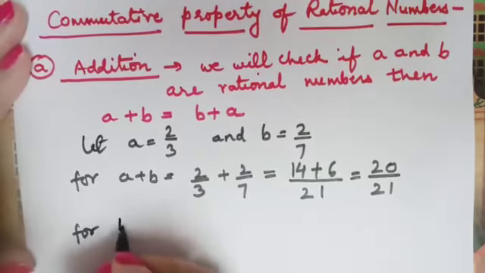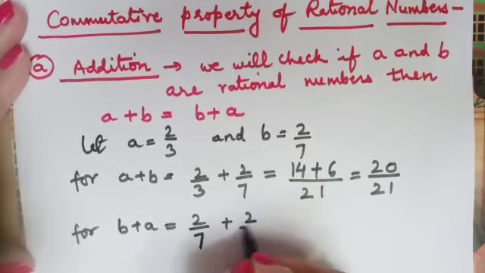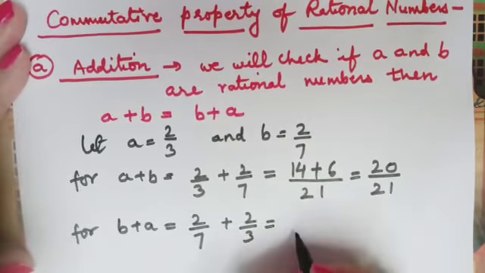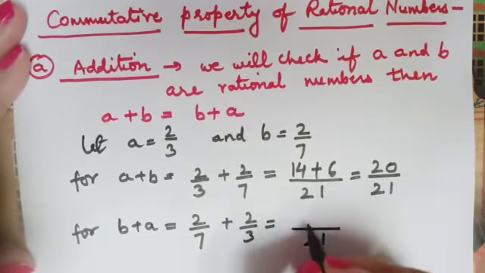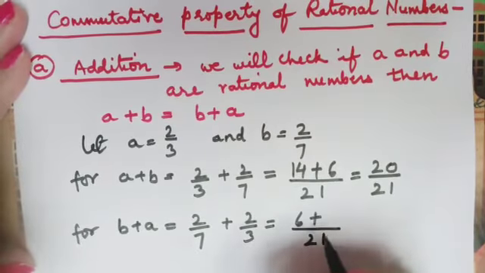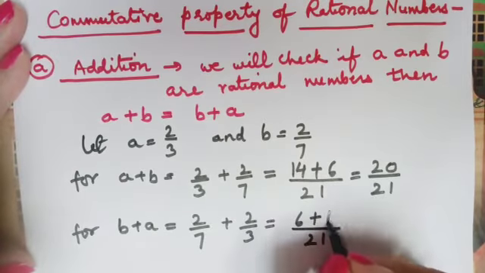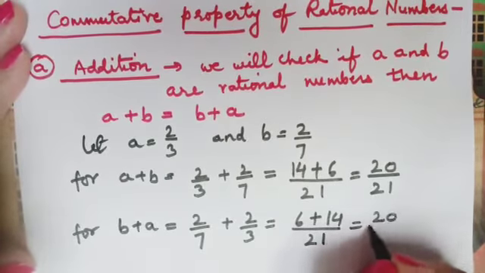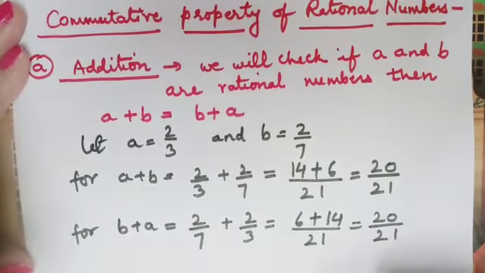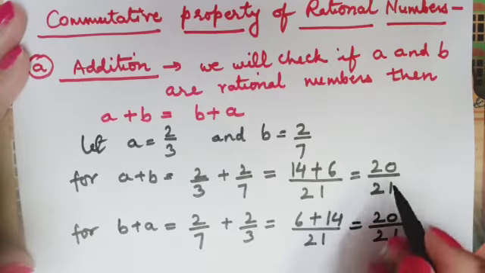Now for B plus A, 2 by 7 plus 2 by 3 is equal to, again we will take the LCM of 7 and 3, we will get 21. 7 3s are 21, 3 2s are 6, plus 3 7s are 21, 7 2s are 14. We will get 20 by 21. These both are equal. ये सेम है, बराबर है ये.